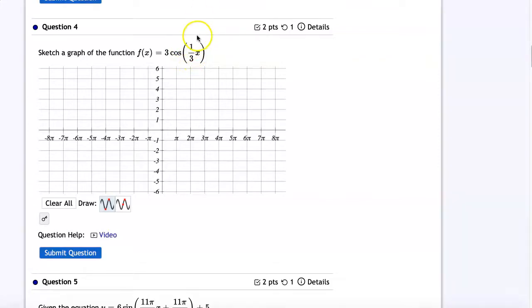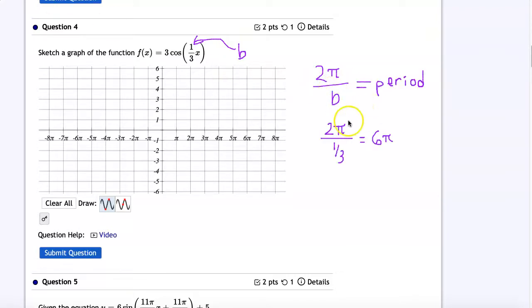And remember that this B value here helps us determine what the period is going to be. And so since 2 pi divided by B is going to be the period, then that means that 2 pi divided by 1/3, which is 6 pi, is the period. So that means that this graph of cosine is going to repeat every 6 pi. Now cosine typically starts at the highest point, which would be right here, unless it's shifted to the right or the left, and we do not see any shifting right or left.